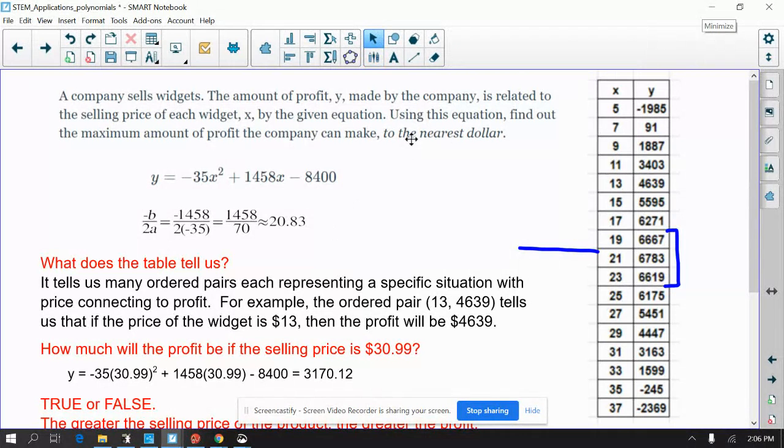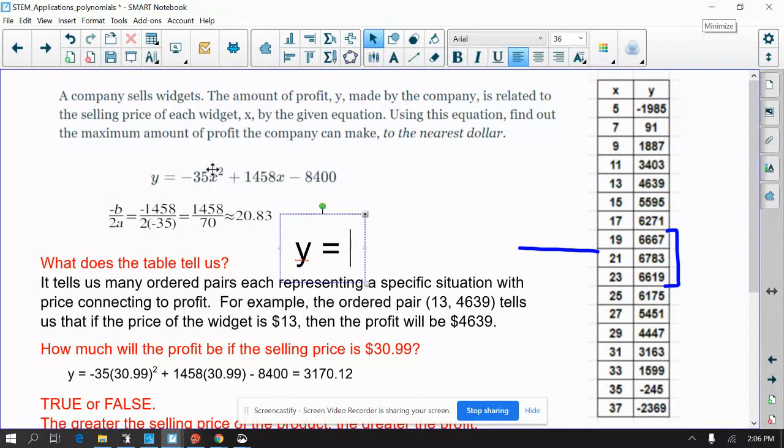And it says round to the nearest dollar. So that's 21 would be the nearest dollar. But let's find out. I'm curious what the profit is. So to find that, we have the equation that tells me profit if I know the price. So negative 35. I'm going to ignore rounding it to the nearest dollar for just a second because I want to be precise. I want to type in 20.83.